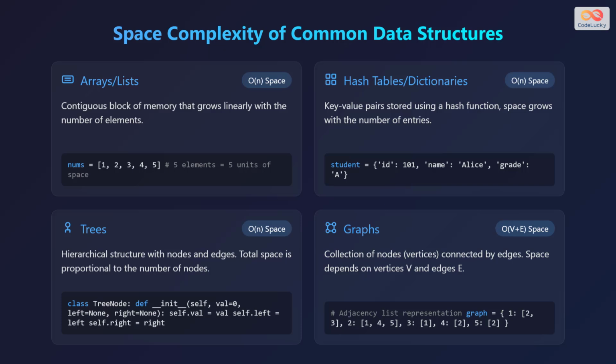Graphs have a space complexity of O(V + E), where V is the number of vertices and E is the number of edges. A graph consists of a collection of nodes, or vertices, connected by edges.